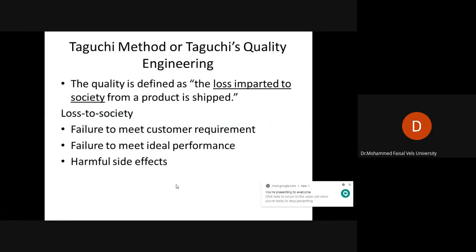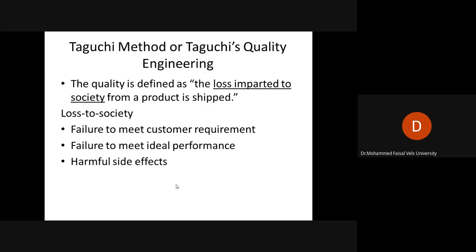Not only in terms of quality, I will talk about another contribution where he also contributed as a statistician. The Taguchi method is applied not only to quality engineering or quality problems, but also as a statistical method. It is considered one of the important statistical methods which help to improve quality.